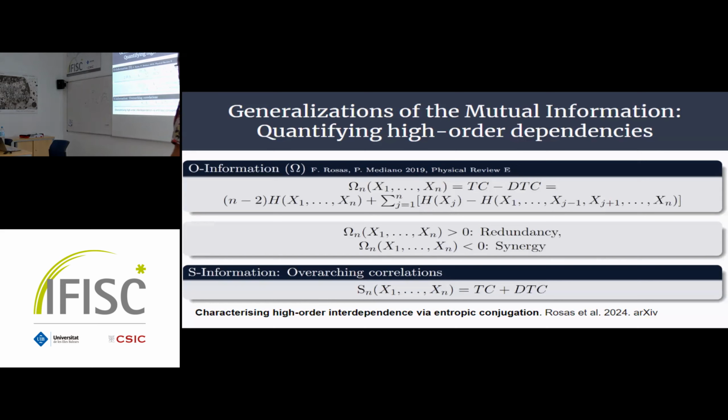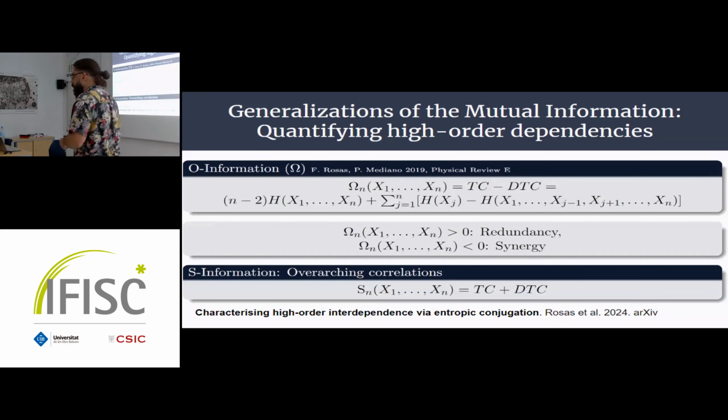Also, if you sum these two variables, you will have what is called the S information, which is the overarching level of correlations. And in a recent paper that they put out last week, they proposed something that is called the entropic conjugation. That is a framework that allows you to define all these metrics under the same framework, that is linear combinations of entropy at different orders of interactions.